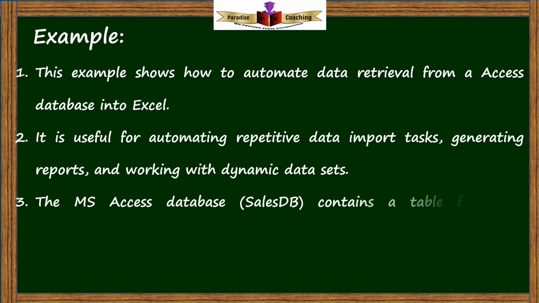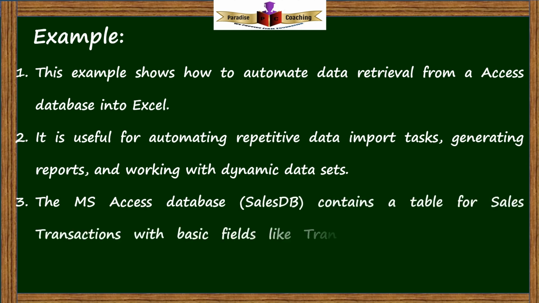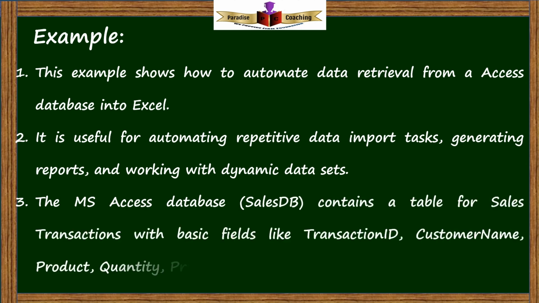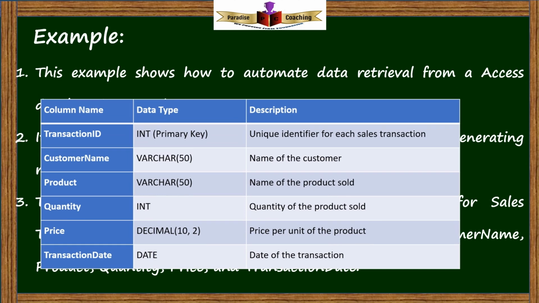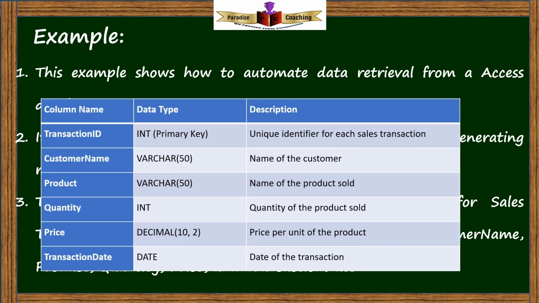The MS Access database, SalesDB, contains a table for sales transactions with basic fields like transaction ID, customer name, product, quantity, price, and transaction date. Here is the table structure with the fields or attributes, their data types, and a description of each field. For more information on databases, please visit my blog.